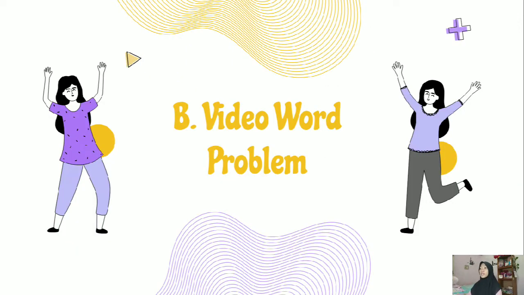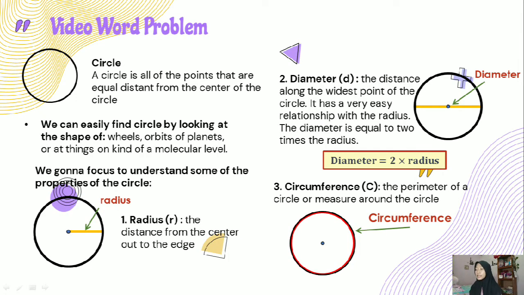Second material is video word problem. Circle. A circle is all of the points that are equal distance from the center of the circle. We can easily find circles by looking at the shape of wheels, orbits of planets, or at things on kind of a molecular level. We're going to focus on understanding some of the properties of circles. Number 1, radius. The distance from the center out to the edge.